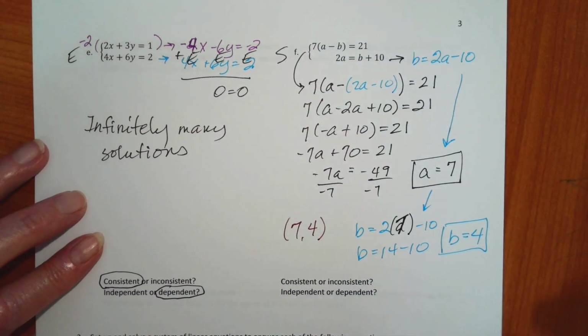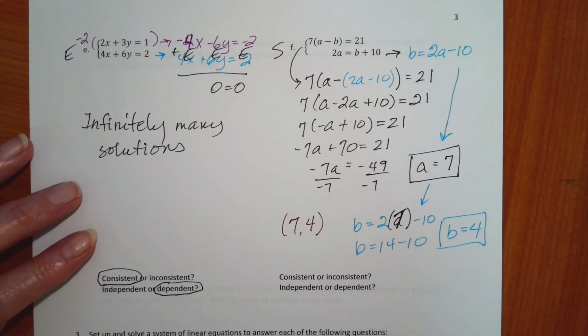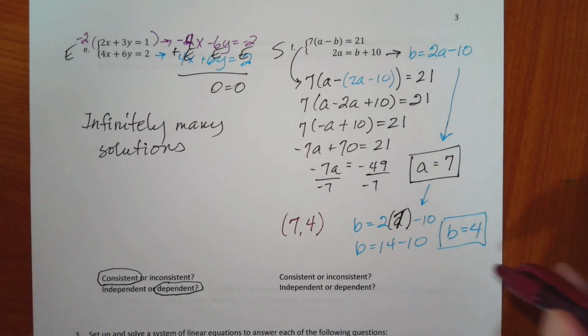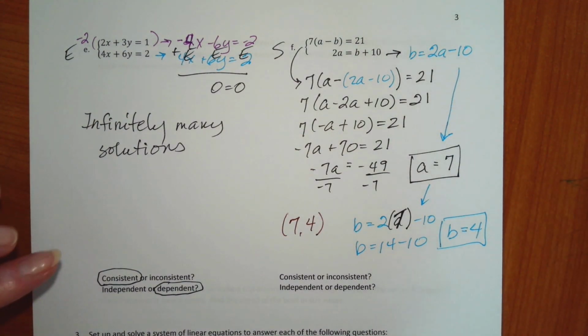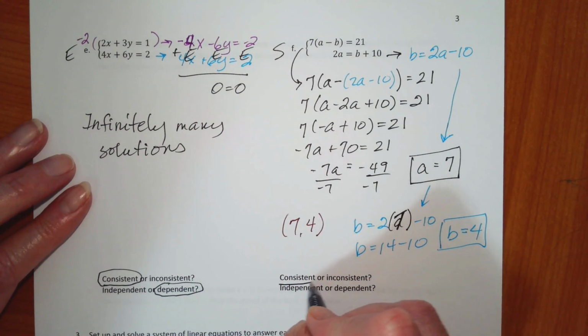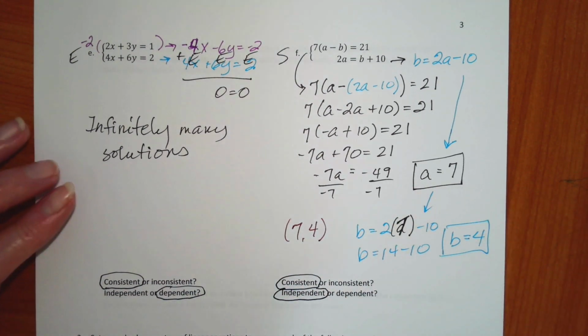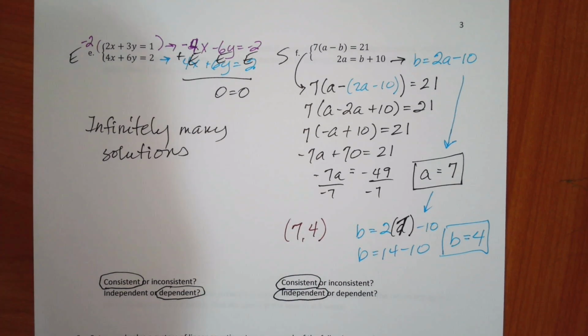When you're dealing with alphabet, just do it in alphabetical order. Okay, since there is a solution, this is consistent. The lines are not the same, so they are independent. This is a good place to stop.